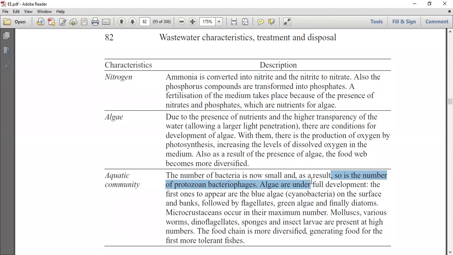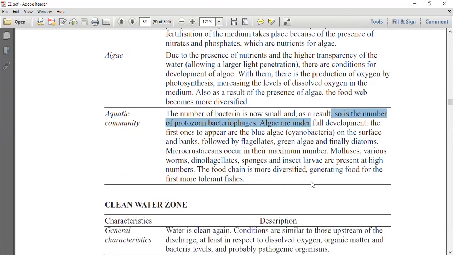Algae are under full development. The first ones to appear are the blue algae on the surface and the banks, followed by the green algae, and finally the diatoms. Microcrustaceans occur in the maximum number. Mollusks, various worms, dinoflagellates, sponges, and insect larvae are present in high number. The food chain is more diversified, generating food for the first solvent species.